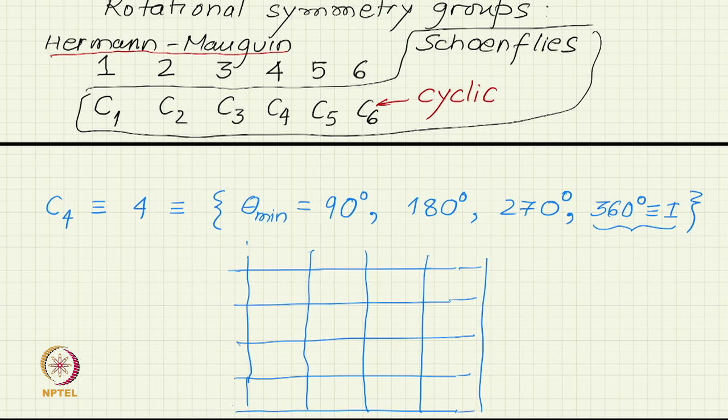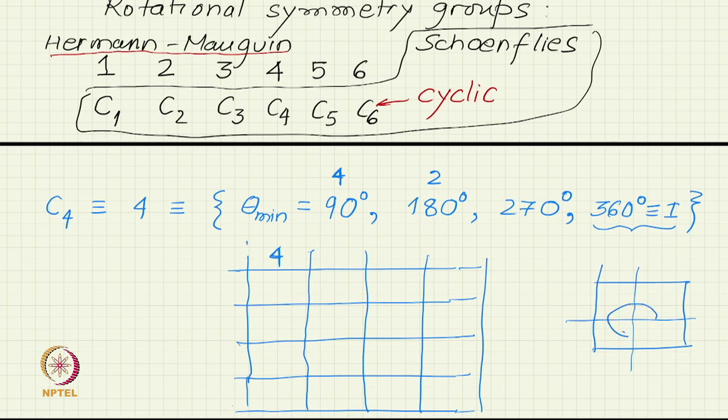So, for example, for 90 itself, there can be a little confusion here, but context makes it clear. If I write 4 as an operation, it should be interpreted as a 90 degree rotation. So, I have 4, then since 180 degree is a twofold rotation, I can call it 2.